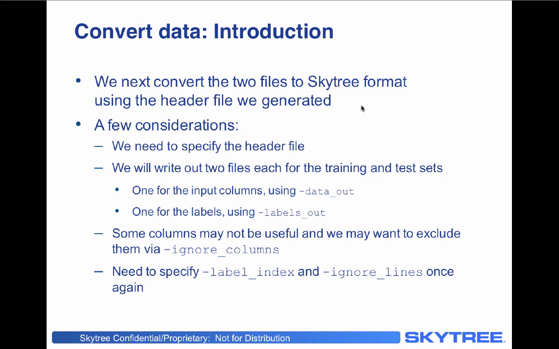And for each data file, we will write out two files, one for the input columns using the data out option of convert data, and the other one for the label column using the labels out option of convert data. Some of the columns may not be useful and we may want to exclude them, and for that we use the ignore columns option. And finally, we need to specify the label index and the ignore lines option once again, just as we did in the generate header step.